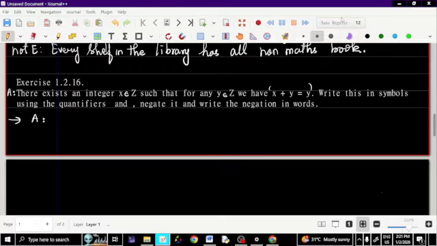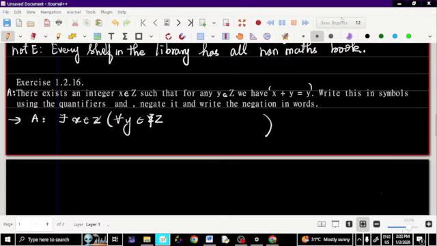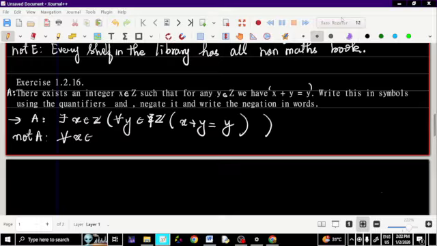So using quantifiers, how will you write it? There exists an integer, so there exists x in Z such that for any y in Z, for all y in Z, no matter what integer you take, x plus y will be equal to 1. So it's talking about existence of additive identity. So x is the zero additive identity here. So what will be its negation? For all x in Z, no matter which integer you take, there is an integer y such that x plus y is not equal to 1.